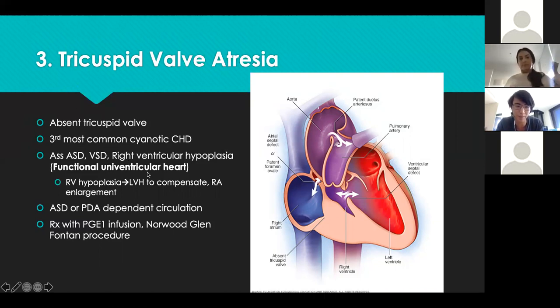And usually what happens is we get this left ventricle that's pumping all of our blood to both our peripheries from the aorta and also to our pulmonary artery. Now, the reason we need an ASD as well is because otherwise, when the blood comes back through your SVC and your IVC, it's not going to be able to go anywhere, because you don't have this tricuspid valve or this connection between your atria and your ventricles. So again, it's going to be dependent on your shunts or your septal defects, and you can treat it with a prostaglandin infusion, or what we call the Norwood-Glenn-Fontan procedure, which is a 3-step surgery, very complicated, don't really need to know it for exams.